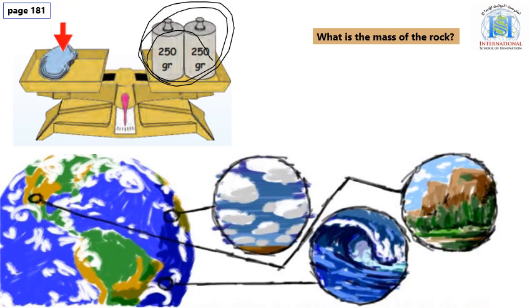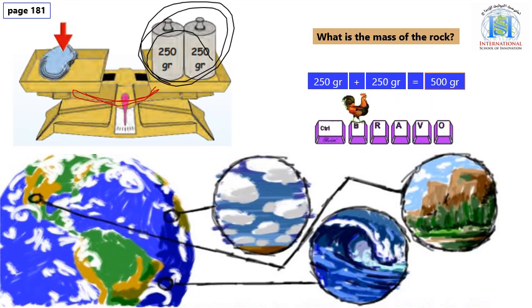We can see that the pans of the balance are level. They are on the same level. So the mass of the rock is equal to the 250 grams weight mass. So what should we do? The mass of the rock is 250 grams plus 250 grams, and this will give us 500 grams. Good job, guys. Well done. So the mass of this rock is 500 grams, half of a kilogram, since 1 kilogram is equal to 1000 grams.